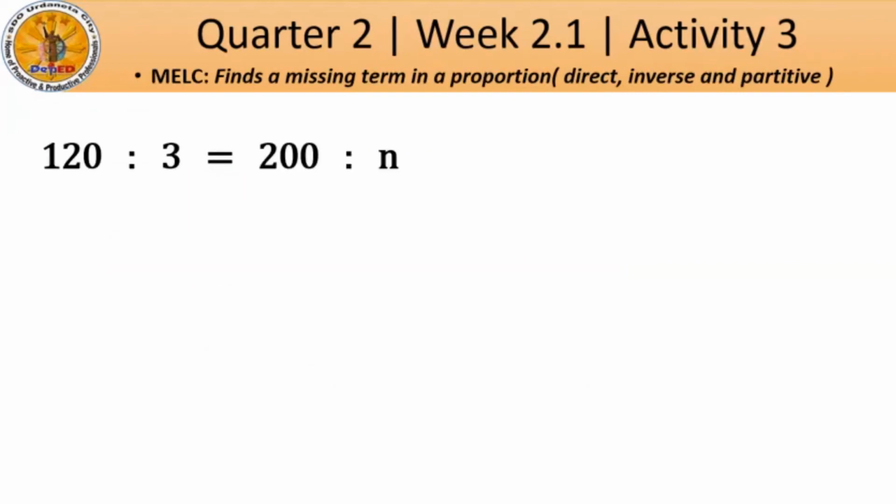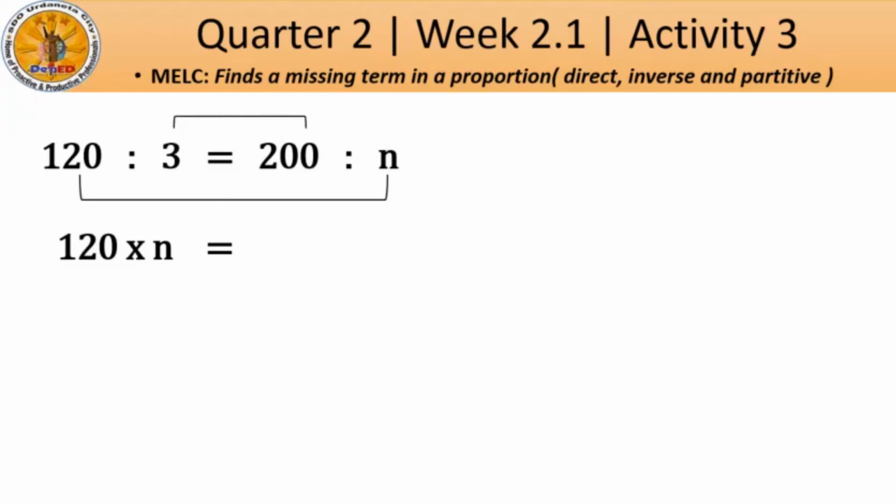Let us now find the missing term. First step is to multiply the extremes. We have 120 times n. Then multiply the means. We have 3 times 200. We have 120n is equal to 600.